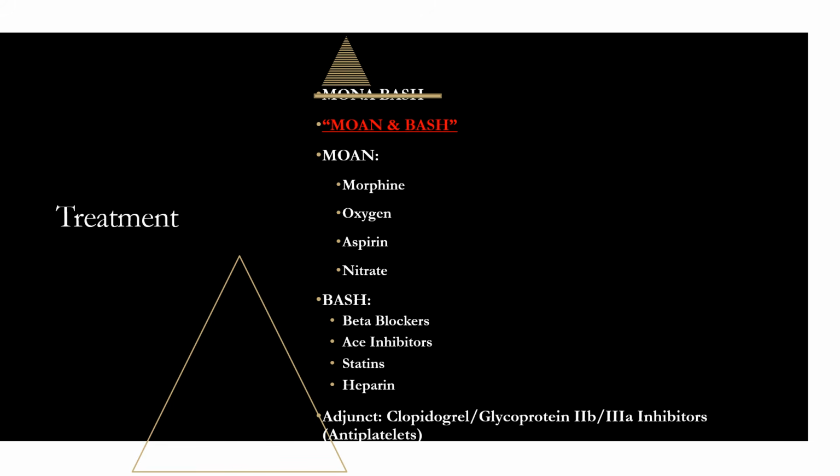And then the last thing that I want you to be aware of is there are some adjunct agents like clopidogrel, glycoprotein 2B and 3A inhibitors. Those are your antiplatelets like integrilin, abciximab. So those are some other medications that you may use as an adjunct agent to the ones we went over. But really know MOAN and BASH really well because those are going to be your main medications that you're going to use in a patient with acute coronary syndrome.